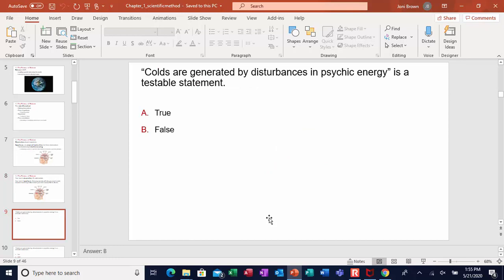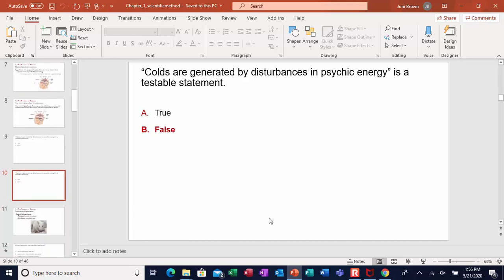Let's ask a question. Colds are generated by disturbances in psychic energy is a testable statement. Can you test that? If so, answer true. If not, the answer is false. Well, it's false. Because how can we measure psychic energy? That borders on the mystical or supernatural stuff, and that's not something that we can see or measure or definitely. So it doesn't work in science to use anything supernatural.